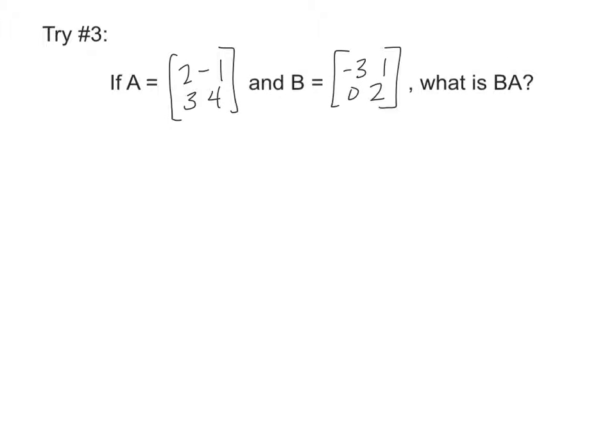In try 3, again, we're going to multiply. And again, we're just going to check to see if this is our answer. So put these matrices into your calculator. And so your final answer should be, when you multiply, let's see, this is B times A. So that'll be negative 3, 7, 6, and 8. So that should be the answer to that particular matrix.